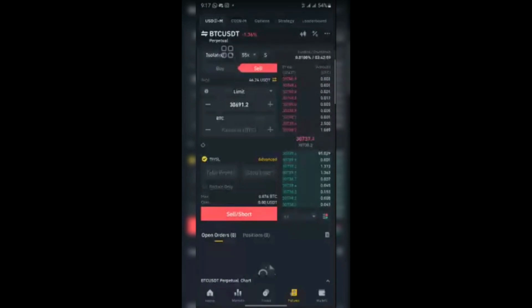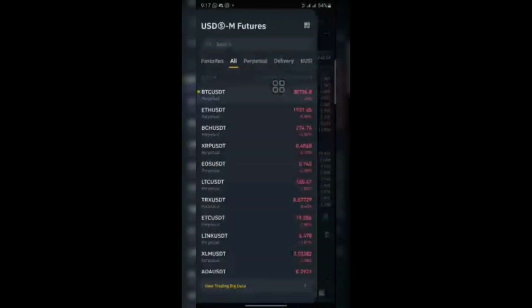this is where you change it. This particular coin, the two arrows, this is where you change it. You see, I've clicked on it. Look at it. Then if you can't see the coin you want to trade here, you can search for it.